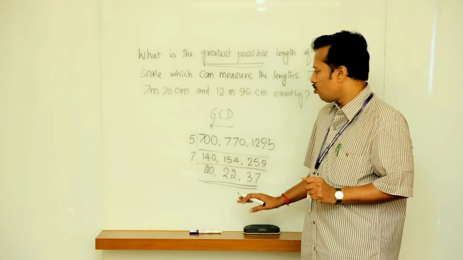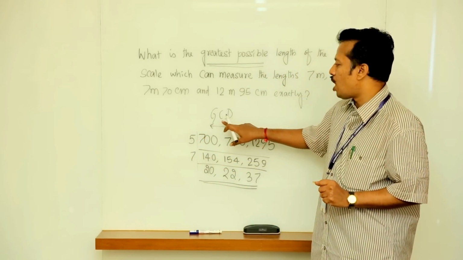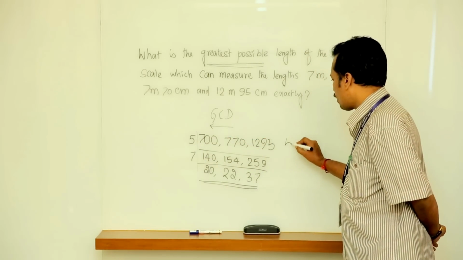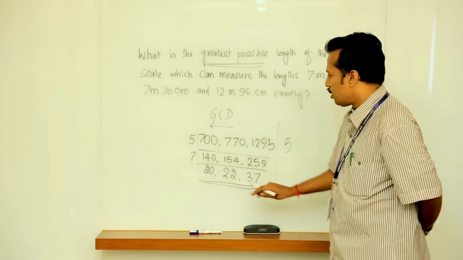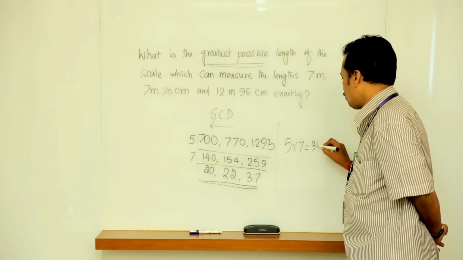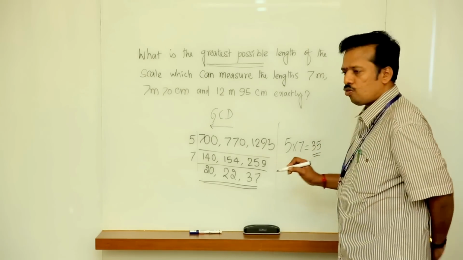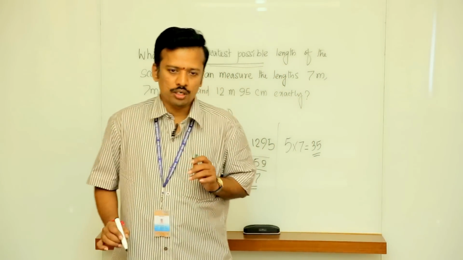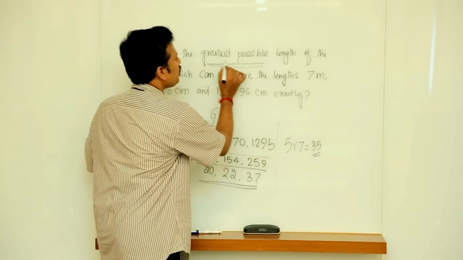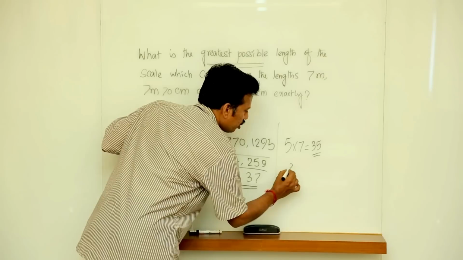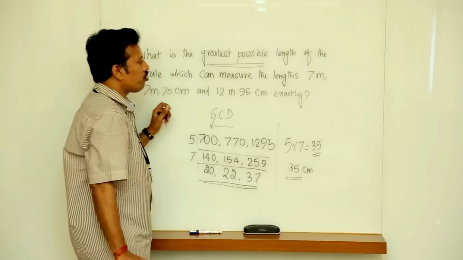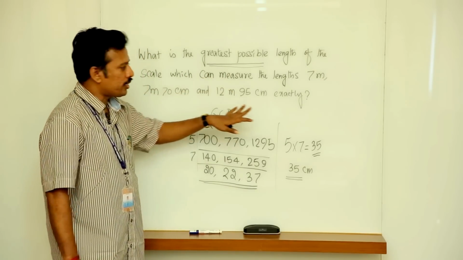Next, what we need to do is find the divisor common to all, greatest in its value. We have one common divisor which is 5, and another common divisor 7. When you multiply these two, 5 into 7, 35. Beyond that, there is no common factor. So the greatest common divisor is 35. Now the question is the greatest possible length of the scale. So with a 35 centimeter scale, you can measure all these three measurements exactly.